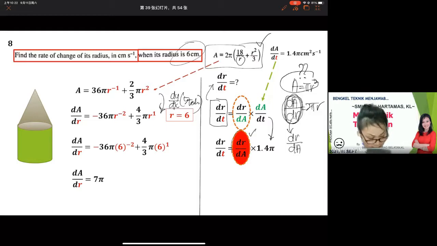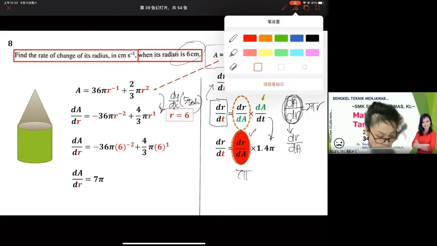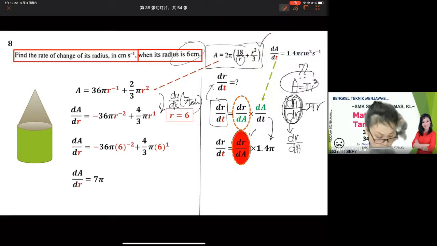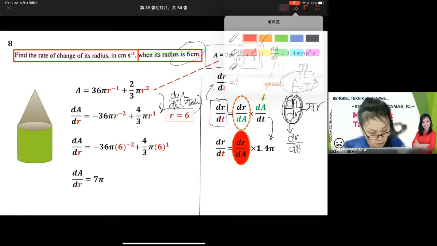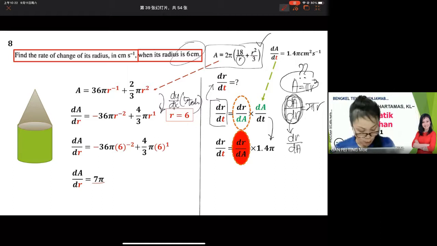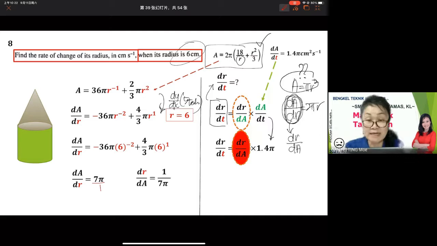But what is our working requesting? Are you going to sub your 7 pi over here? Yes or no? What are you looking for? You are looking for, yes, the reciprocal. Yes, very good, you flip the whole thing. And remember, for your number, 7 pi, it should be over 1. Any number, the denominator should be over 1. The simplest answer is 7 pi, but before that it should be 7 pi over 1. So you get the reciprocal. That's why you get dr/dA equals 1 over 7.